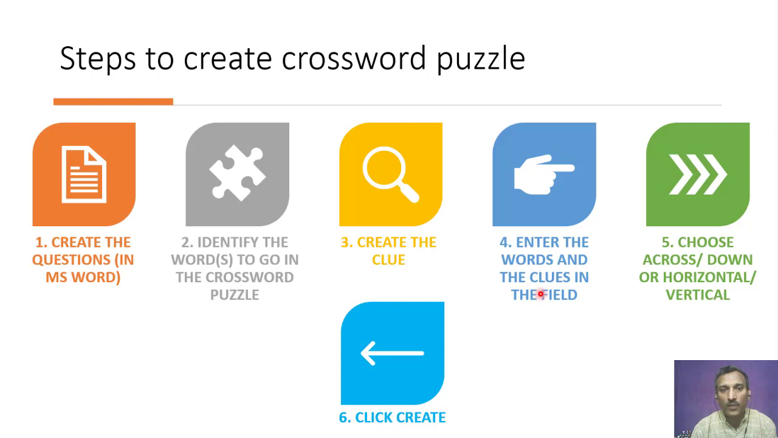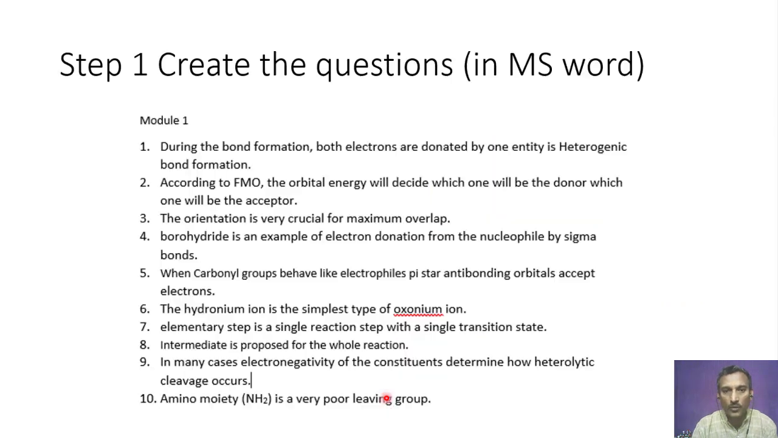wherever the place is, we have to enter. I'll show the demonstration so that you can follow it very quickly. And we can choose between across and down, or horizontal and vertical, for the crossword puzzle. And then finally we have to create our crossword.